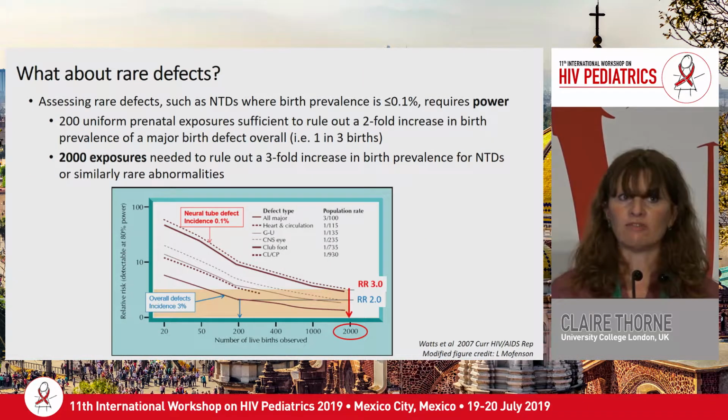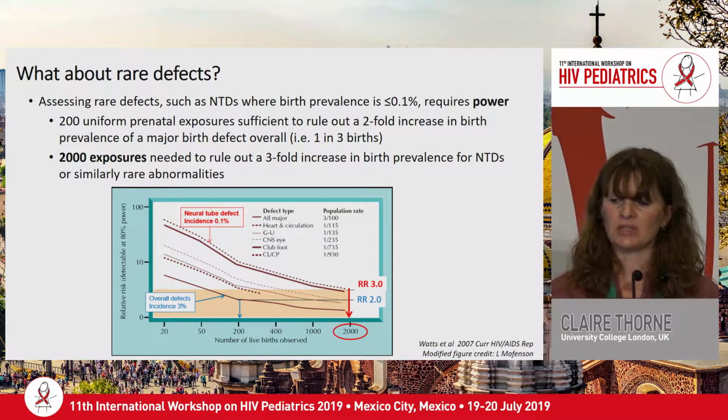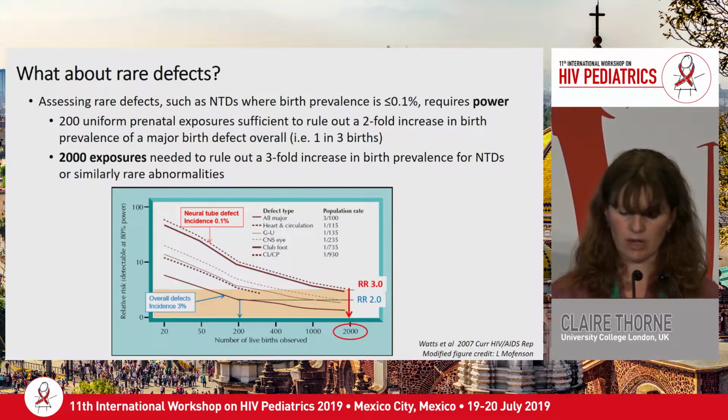So a word on rare defects, such as neural tube defects, and we've heard a lot about this already this morning. But 2,000 exposures will be needed in the first trimester to rule out a threefold increase in birth prevalence for neural tube defects or similarly rare outcomes.